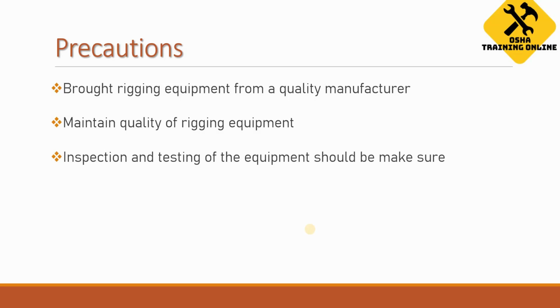The rigging equipment should be bought from a quality manufacturer. This is also an important point, although it's the responsibility of the industry. Maintain quality of rigging equipment. The quality of the rigging equipment should be the first priority because it is used to carry heavy objects, so there is no compromise on this point. Inspection and testing of the equipment should be made sure. The safety officer or the line manager has to make sure that the inspection and testing of the equipment is going on before the start of the work.